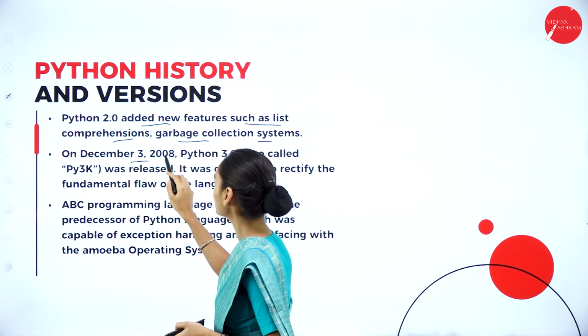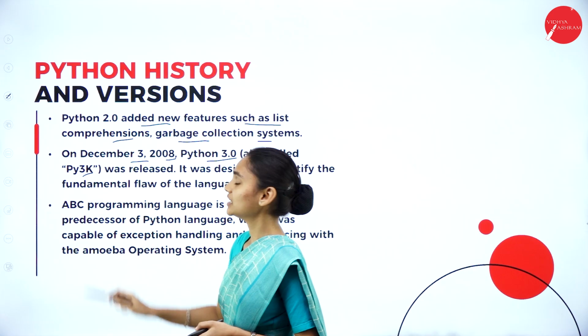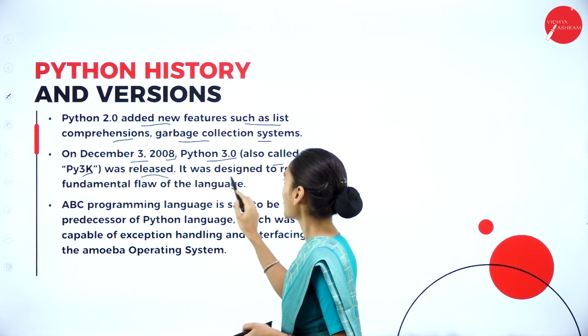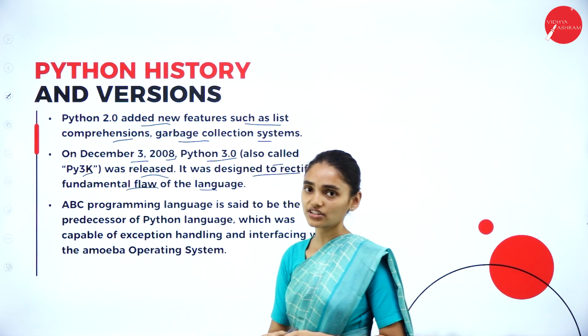On December 3rd, 2008, Python 3, also called PY3K, was released, and it was designed to rectify the fundamental flaws of the language.